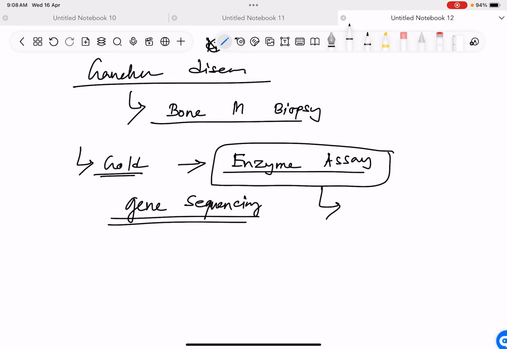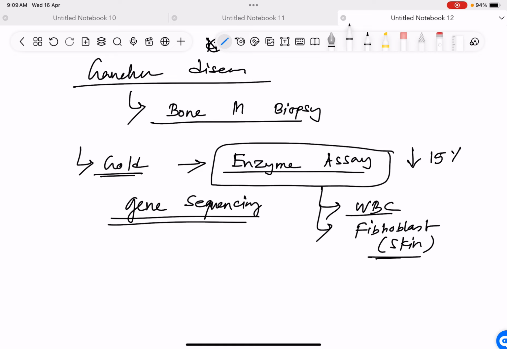For enzyme assay, always remember the cells chosen are WBC or the fibroblasts present in our skin. We take fibroblasts from the skin, and in that cell or in the WBC we do the enzyme assay, and this confirms Gaucher disease because the enzyme activity will be less than 15% of what is desired. If the enzyme activity is less than 15%, this confirms the deficiency state of beta glucocerebrosidase.